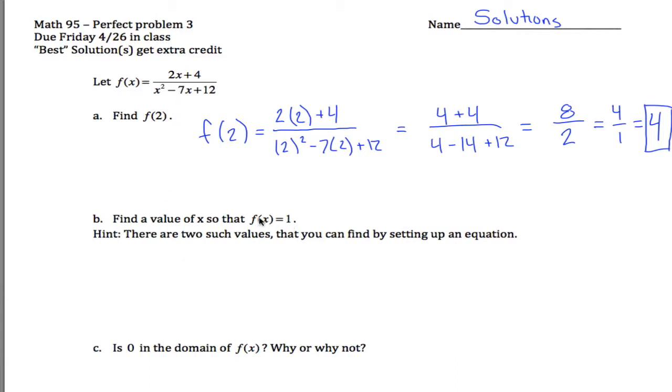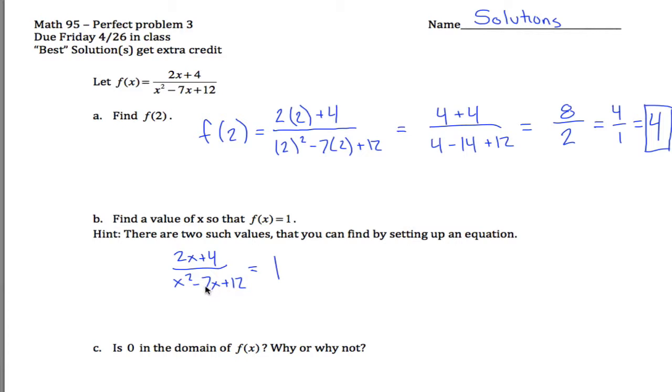So what I'm saying is f of x is this thing. f of x is given to me in the problem. f of x is 2x plus 4 divided by x squared minus 7x plus 12. So this thing, this f of x, has got to be equal to 1. So I have an equation that I'm being asked to solve. And I can solve this equation. This is an equation from chapter 7 when we were dealing with rational expressions.